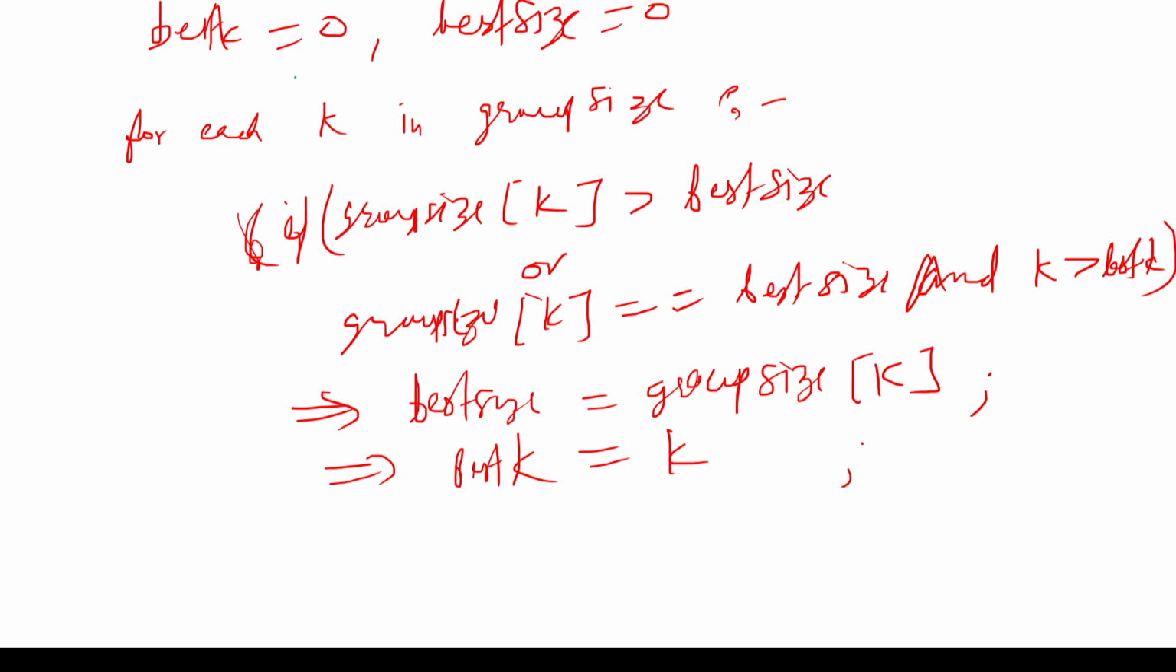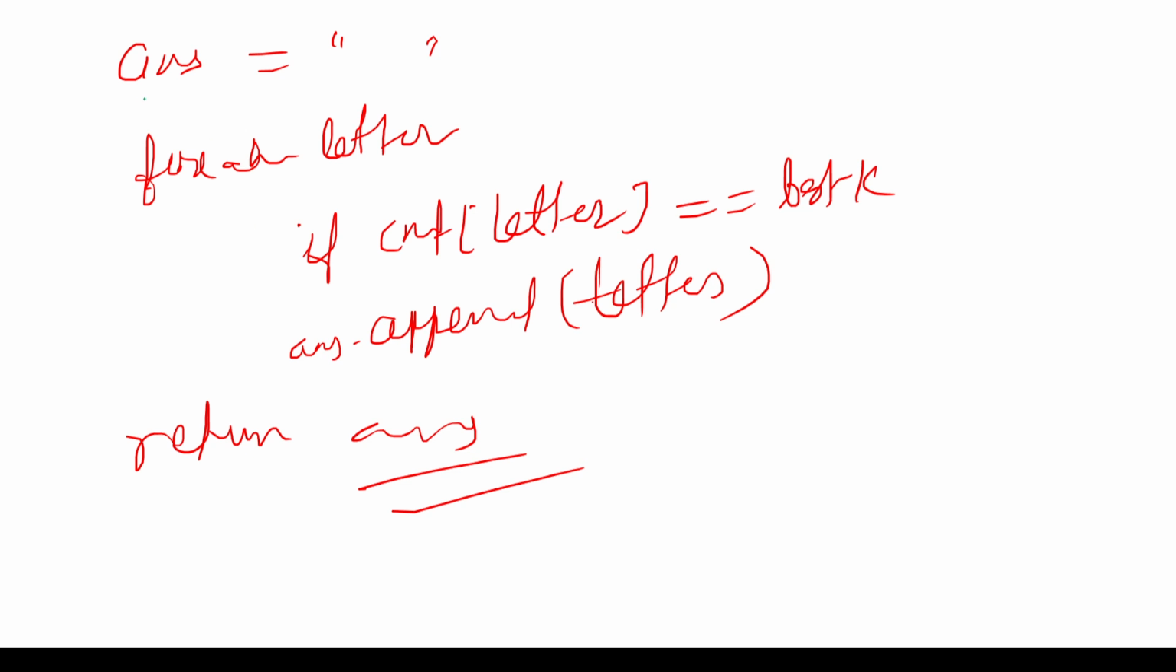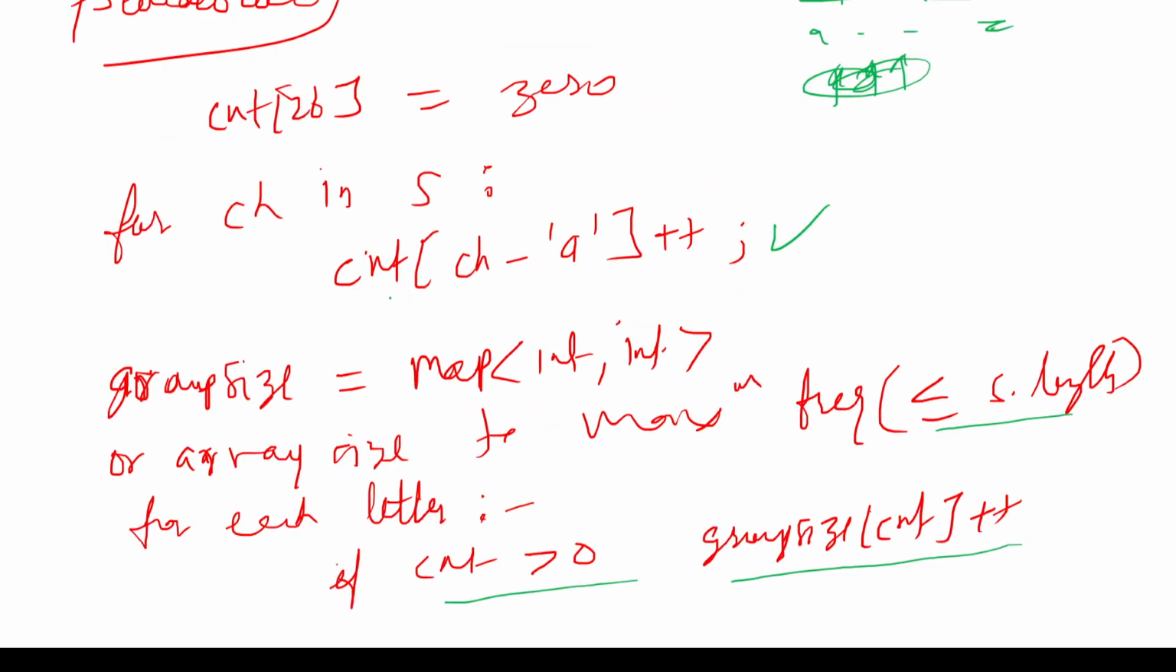Then you will iterate over these things, and you will find the best k and best size. How? Over the count, you will make a loop, and for each k, if the group size at k is greater than the best size, you will update the best size and best k. Once this is done, you will append these things. So whether you use C++, Java, or Python, you try this pseudocode and it will work.